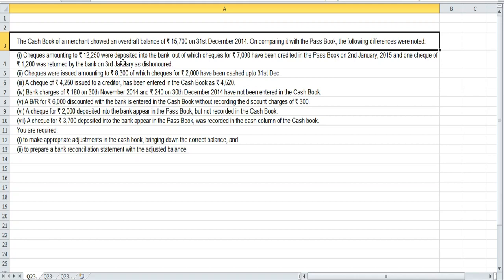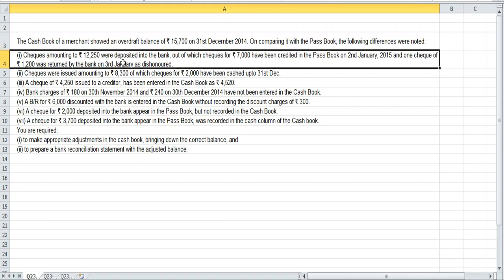This will not come in the adjusted cash book. Why? Because there is no error in the bank. How will we say there is no error? There is no mistake, because the only thing they have done is that the 7,000 was credited in the passbook in January, and one of the checks they have returned. So there is no mistake or error. We have said that if there is any error, it is different from an omission.